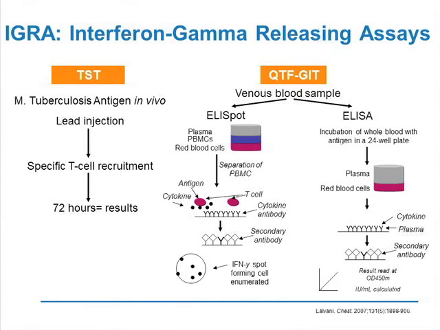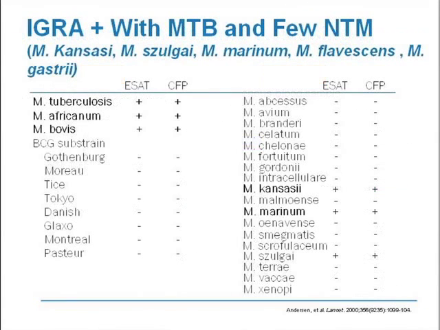This is a cartoon showing you the potential test that could be done. On the left is the methodology used in tuberculin skin testing, looking basically for a DTH type response at 48 to 72 hours later. On the right is what happens after you draw a sample of blood. This can be cultured and done as a T-SPOT.TB test or as an ELISA, the QuantiFERON test. Here you can look at the test that will give you a positive IGRA. Certainly it is seen with MTB, but a few non-tuberculous species such as kansasii, szulgai, marinum, flavescens, and gastri could also produce positive IGRAs.